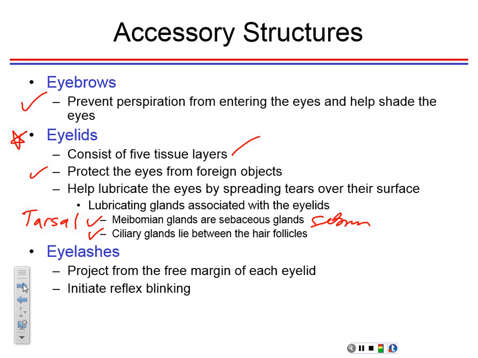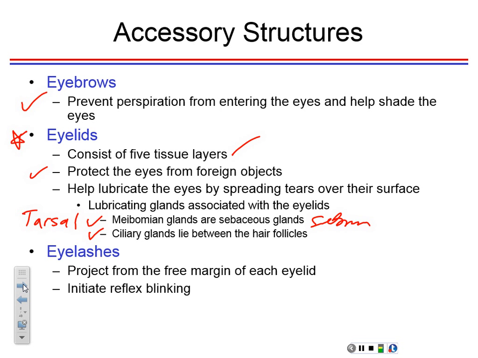All right? So, and then eyelashes, of course, you know, they're on the margins of the eyelids, and apart from protecting particulate matter from entering the eye, they also cause the reflex for blinking.